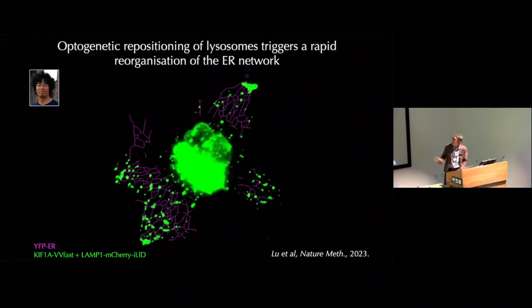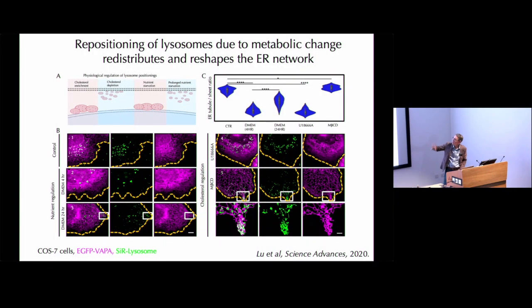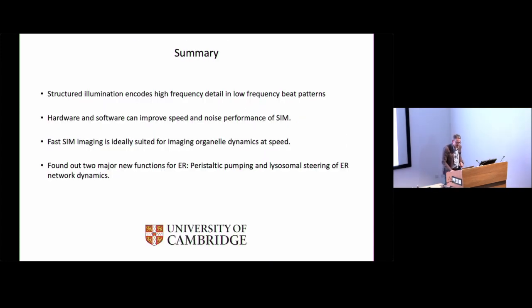And I'm running out of time, so we've also looked at this. If you do metabolic stimuli to the cell, it's known that lysosomes reposition themselves in response to metabolic signals or stress. And as soon as they reposition, you can also see how the ER also repositions as a result of that. And so with that, I finish by just giving you some very superficial summary.